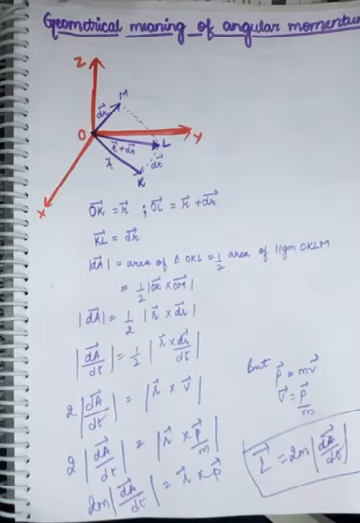Hello students, in this video we are going to discuss the geometrical meaning of angular momentum. Here we'll discuss it in the geometrical interpretation, or geometrical sense. What do we mean by angular momentum? We know that angular momentum is a quantity which is related with rotational motion, circular motion. So of course the things are rotating when we discuss angular momentum.